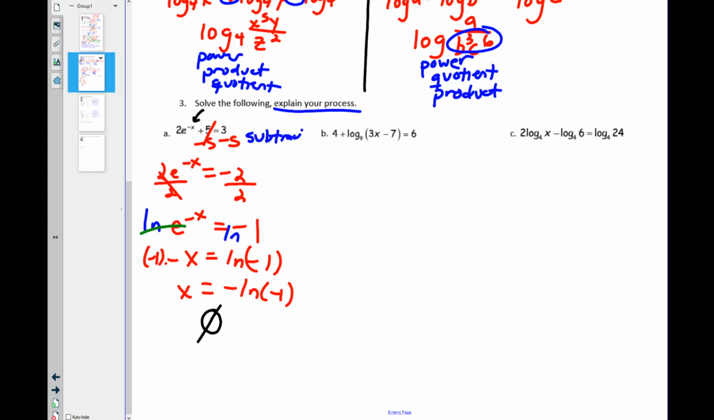Subtract 5. Divide 2. Take ln of both sides. It's just like what I said verbally. Just take ln of both sides. Multiply both sides by -1. And the last thing you did is you just evaluated.